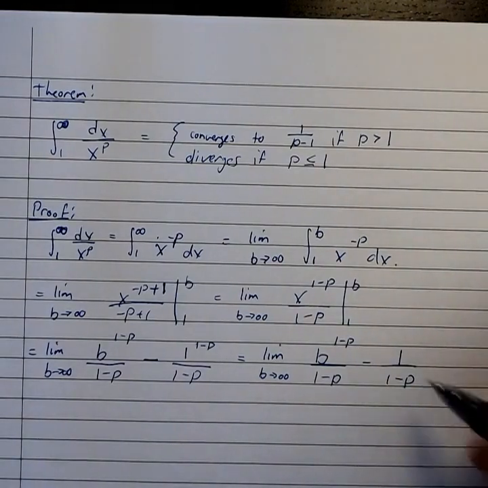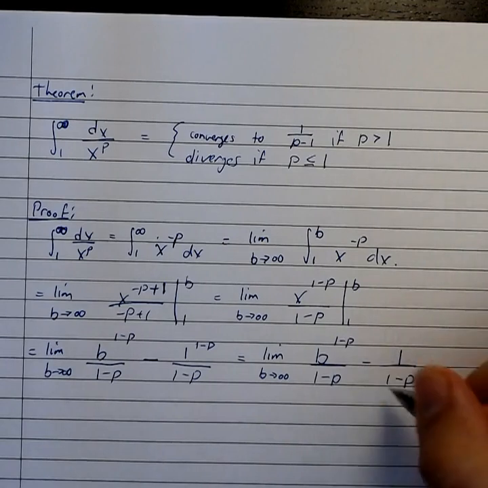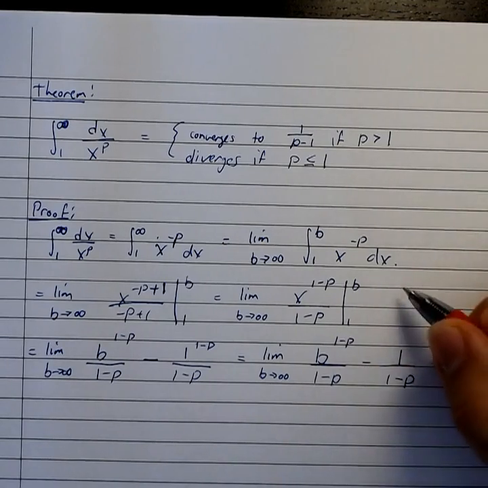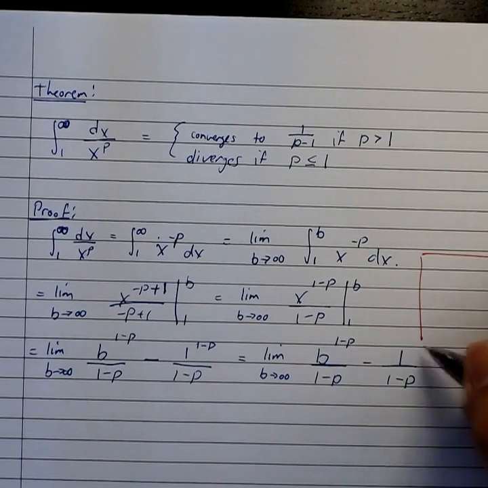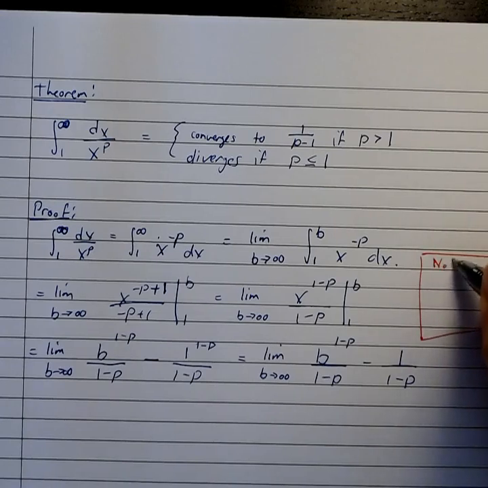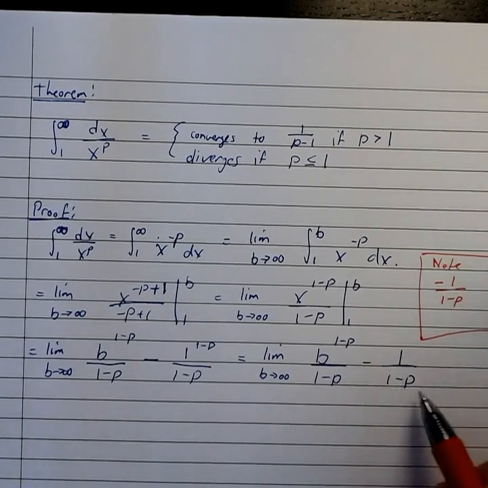Right. And here, let me go ahead and do one other thing. Let me go ahead and rewrite this in a slightly different way. Note, I can write, let's do that right up here. So note, I can write negative 1 over 1 minus p, that's what I have here, as being 1 over p minus 1.